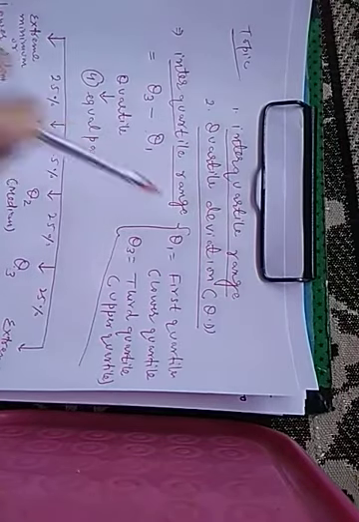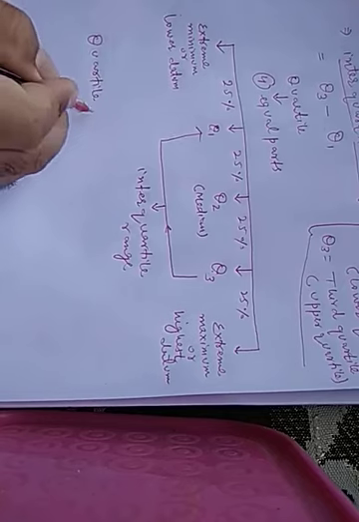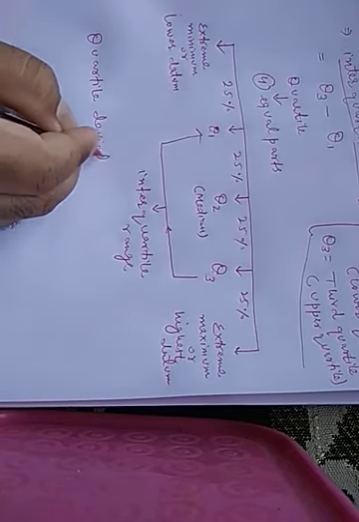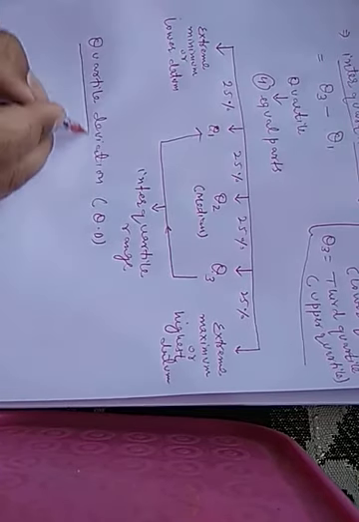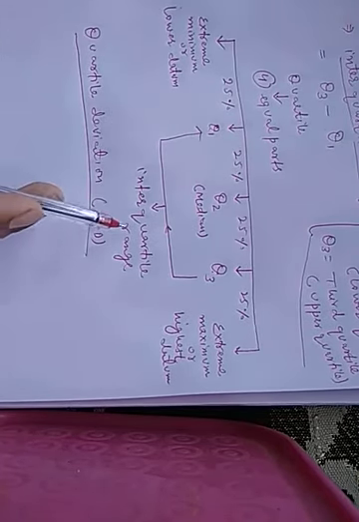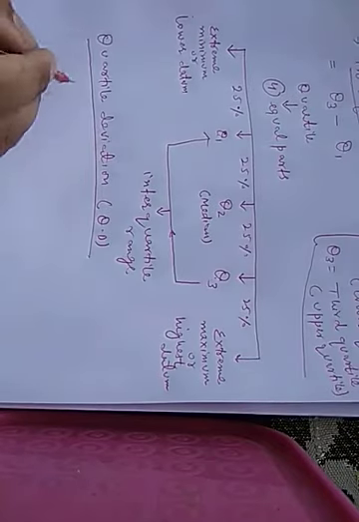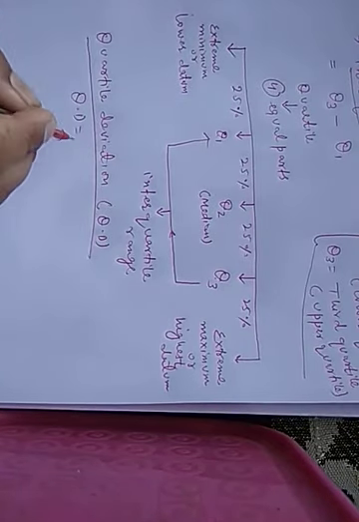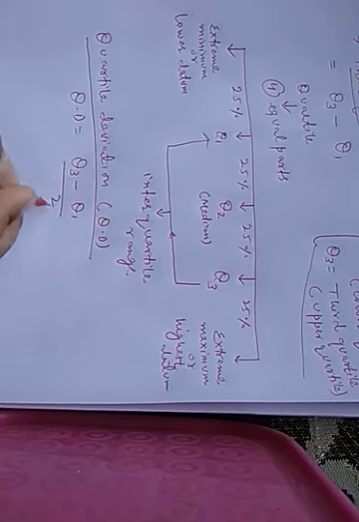Now we will learn about quartile deviation because it is based on interquartile range. Quartile deviation, denoted by QD, is half of the interquartile range. That is, QD is equal to third quartile minus first quartile divided by 2.